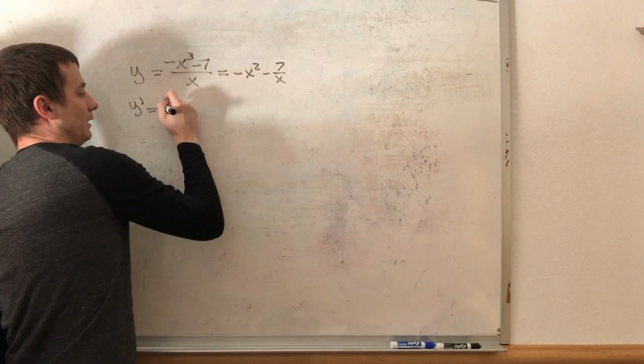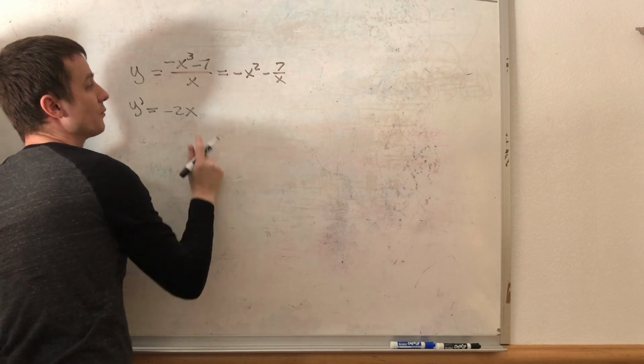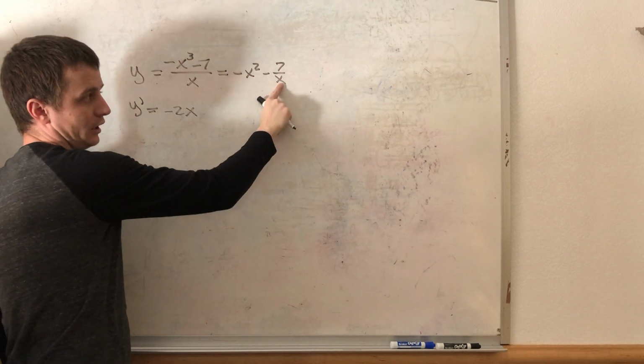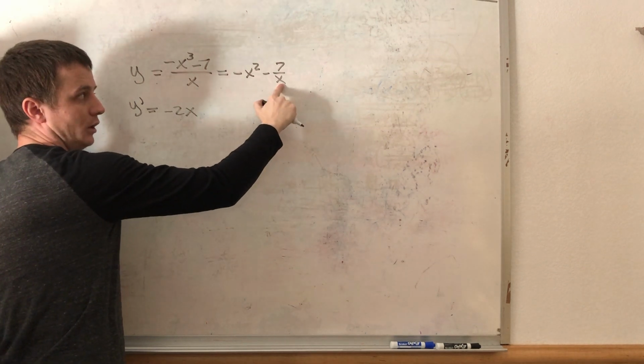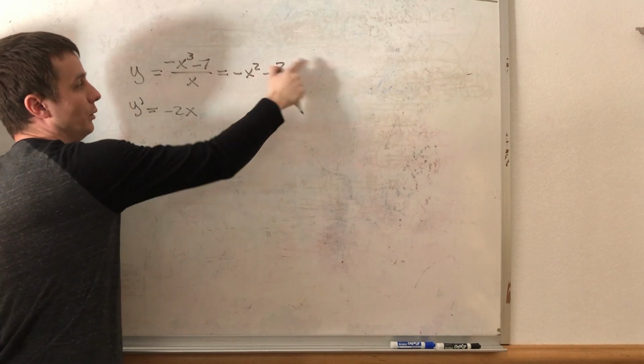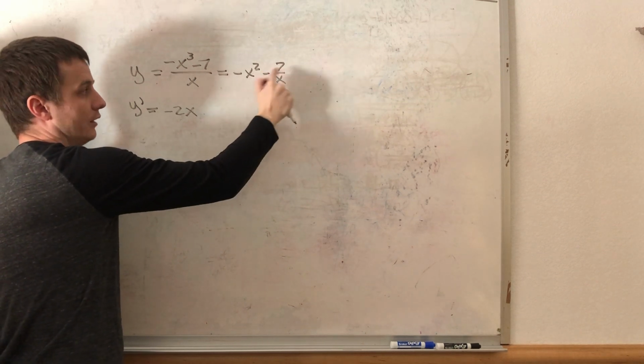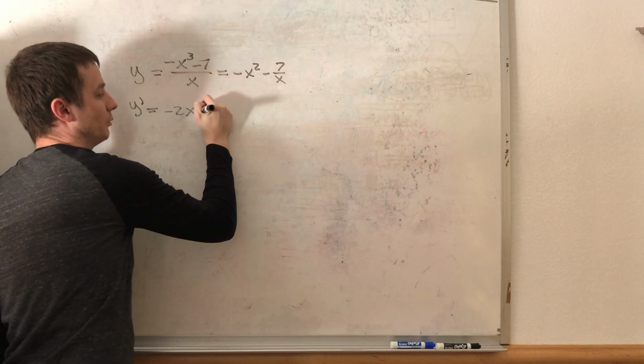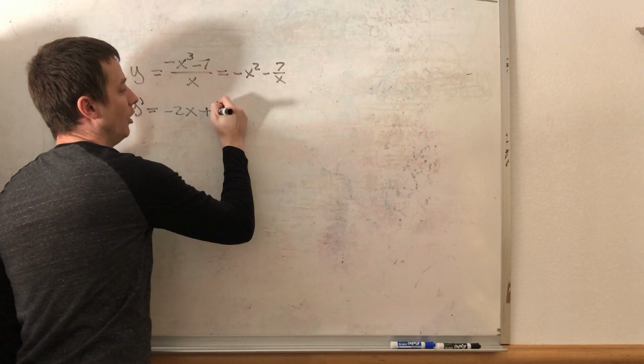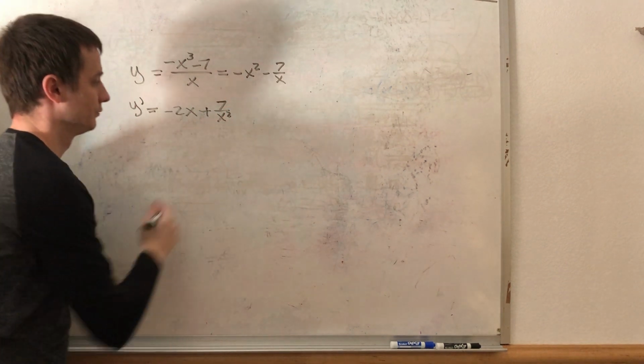So the derivative of that gives us a minus 2x. The derivative of this, remember this is also times x to the minus 1 if you want to think about it that way instead. So when you bring down the minus 1, it makes it positive, and it's going to be x to the minus 2. So we're going to have plus 7 all over x squared now.